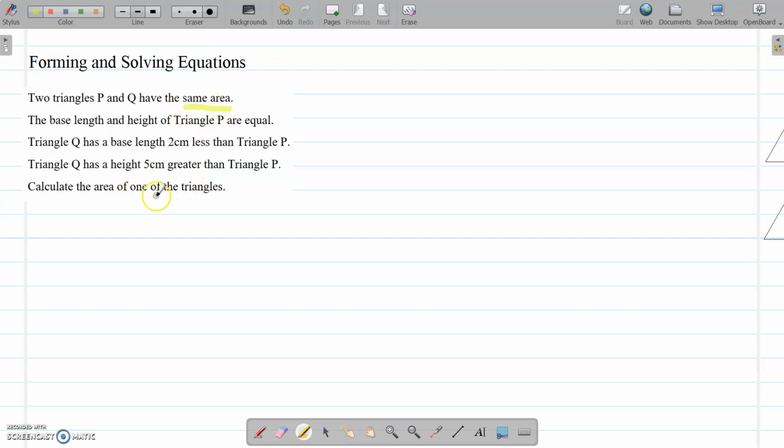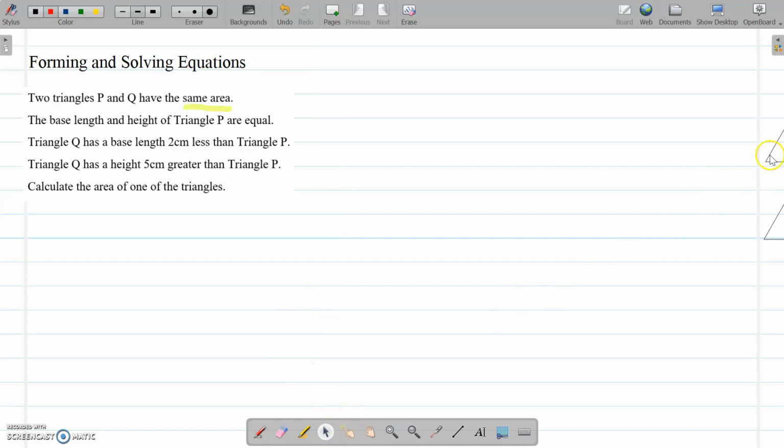Well, if both triangles have the same area, then obviously it follows that you could calculate the area of either one because it would be the same as the other. All right, so let's make a start. And I should say at this point that we do not approach this sort of problem with trial and improvement. In other words, guessing and testing it out and then having another guess. That is not the method that you should use, and it won't get you any marks. You've got to form and solve an equation and do it algebraically and correctly.